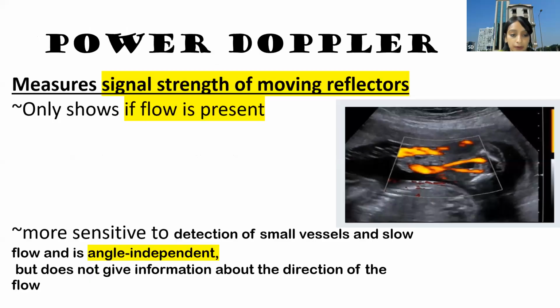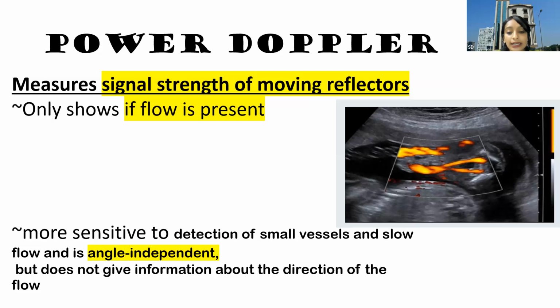Next is the power Doppler. Power Doppler is more important to us because it is independent of the angle. The previous one, the color Doppler, was dependent on the angle at which it is coming towards the probe or away from the probe. Power Doppler depicts the movement of small vessels, and it measures the signal strength of moving reflectors.